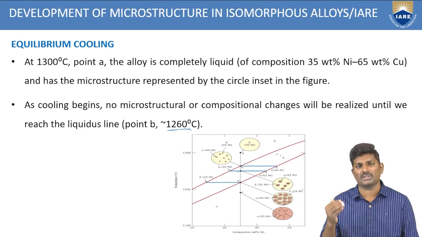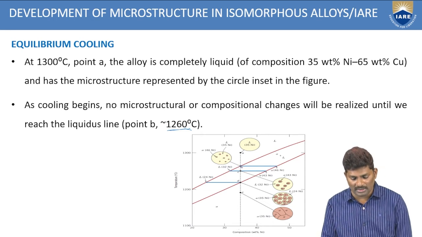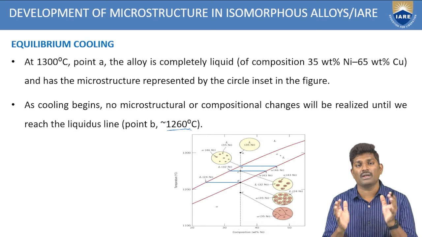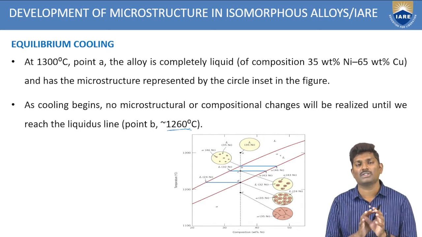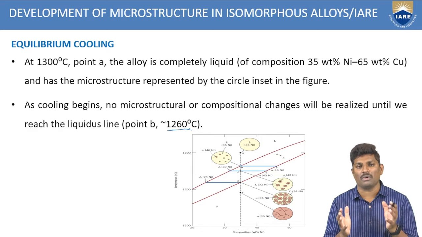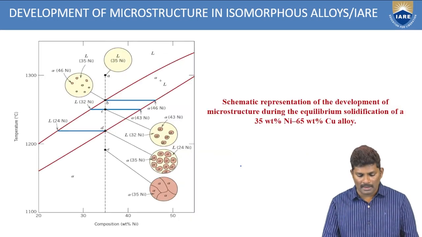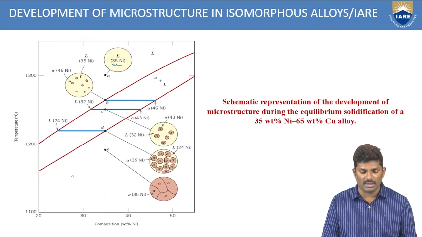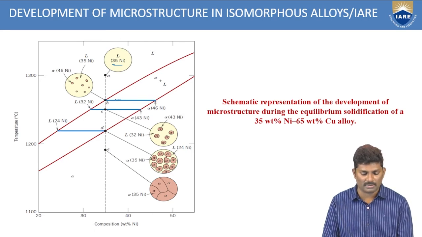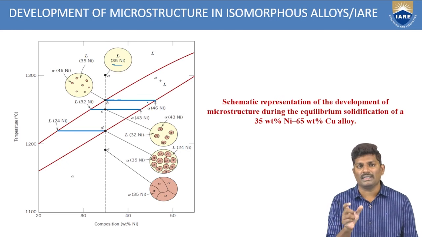But once it reaches 1260 degrees centigrade, that means this red line, the point B, then there is the starting of a solid. So there will be some combination of the solid as well as liquid. Before 1260 degrees centigrade, from 1300 to 1260, there is no change in the microstructure since it is in the form of a liquid phase. At this point, you have 35% of nickel and 65% of copper. Now, slowly if you reduce the temperature at point B, what is happening? At point B, again you are drawing a tie line here, which is connecting the two intersections of the phases.